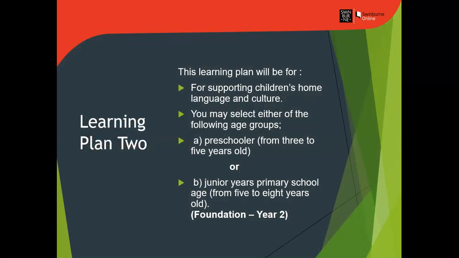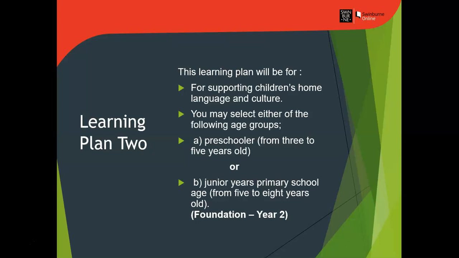So learning plan 2, this is where we're going to be looking at supporting children's home language and culture, and you may either select one of the following age groups, so a preschooler or a junior years primary school age. Now you can do different year groups. So if you maybe selected a preschooler in your first learning plan, then you can do a junior years primary school age student in your second learning plan, or you can choose the same for both your learning plans. It's entirely up to you.